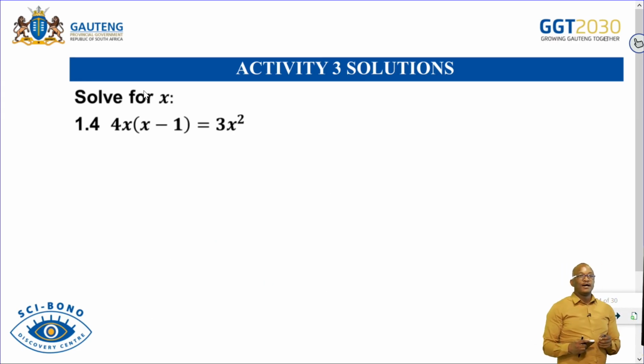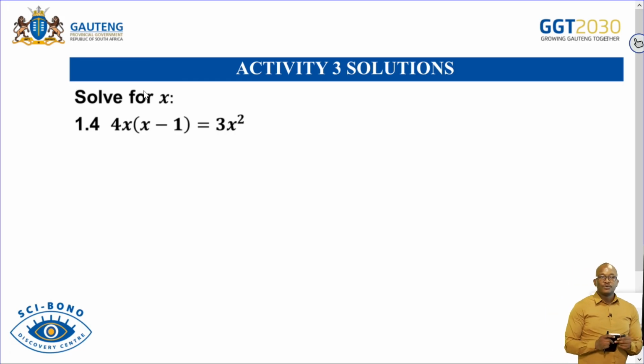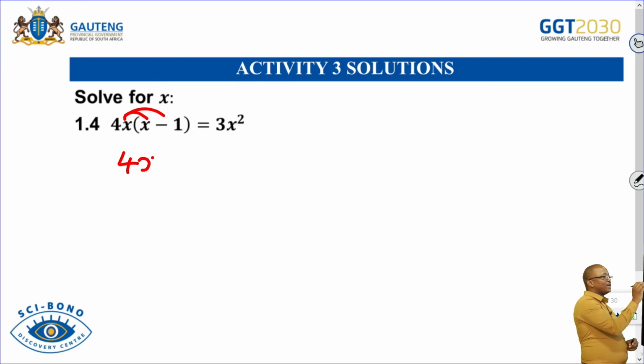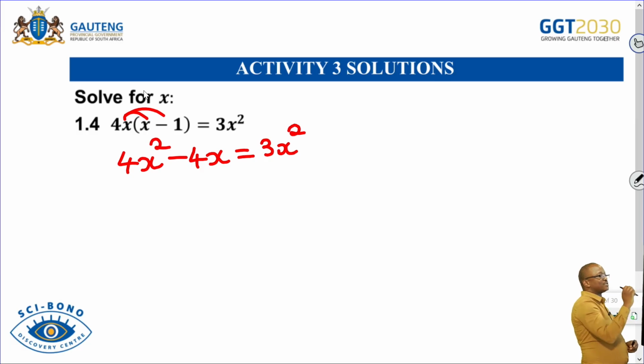Correct? Then now, looking at the fourth one, there you can see that we have to remove the bracket first. And it's simple for us to remove the bracket because we have dealt with that in so many cases. You will have 4x squared minus 4x is equal to 3x squared. So in this case, you can see that we don't have like terms there.